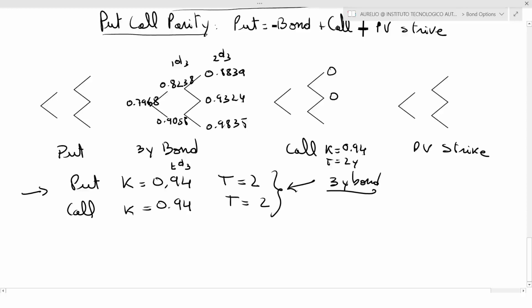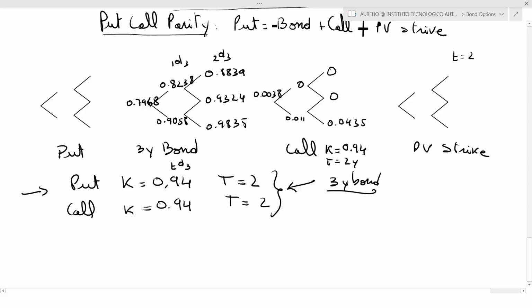Now the prices of the call options, those ones I also got from my valuation of the option before, and these are this node 0, 0, and 0.0435. This one is 0, this one is 0.011, and the price at time 0 was rounded 0.0038.